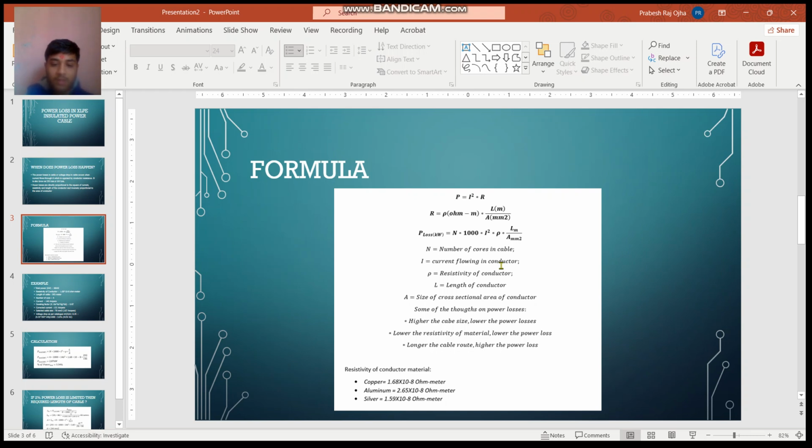Resistivity of the conductor material is also given. Generally copper has low resistivity, and it has high current carrying capacity as compared to aluminum and silver. Its value is 1.68 times 10 to the power minus 8 ohm meter. Similarly, for aluminum it is 2.65 times 10 power minus 8, and silver 1.59 times 10 power minus 8. So let's see one example. It is one real example which I had carried out in a project.